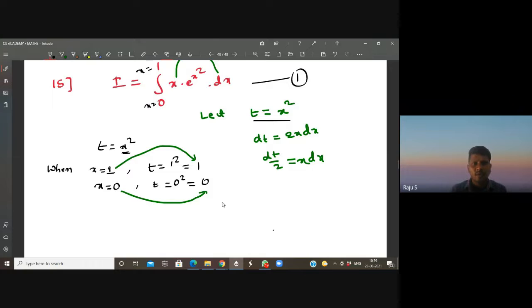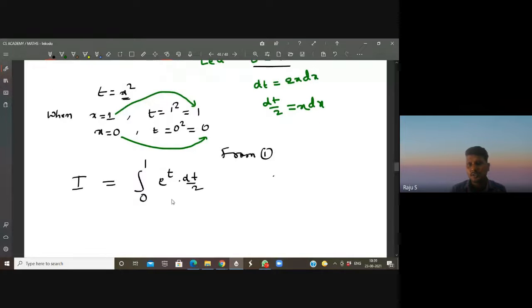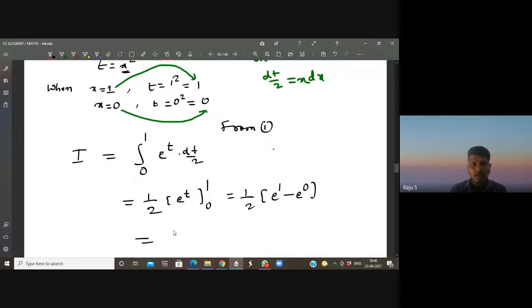So from 1, substitute all values in equation 1. I is equal to, limits are as it is, 0 becomes 0, 1 becomes 1. But x dx becomes dt by 2. So e power t into dt by 2. Got it? 1 by 2 you can take outside. E power t integral is e power t from where to where? 0 to 1. So 1 by 2 times of e power 1 minus e power 0. That is 1 by 2 times of e minus 1. E power 1 is e, e power 0 is 1. So this is the required answer for the given question.